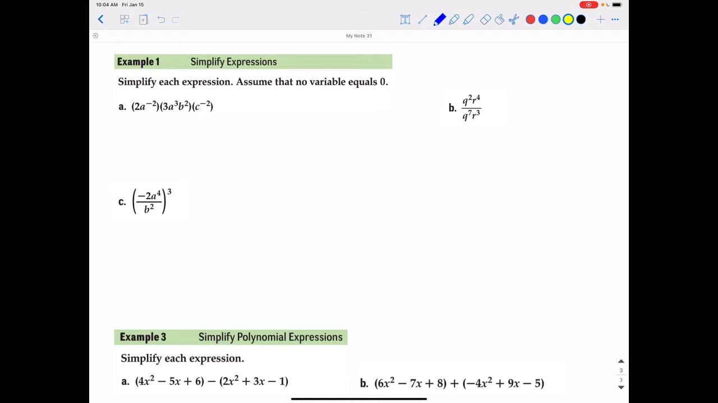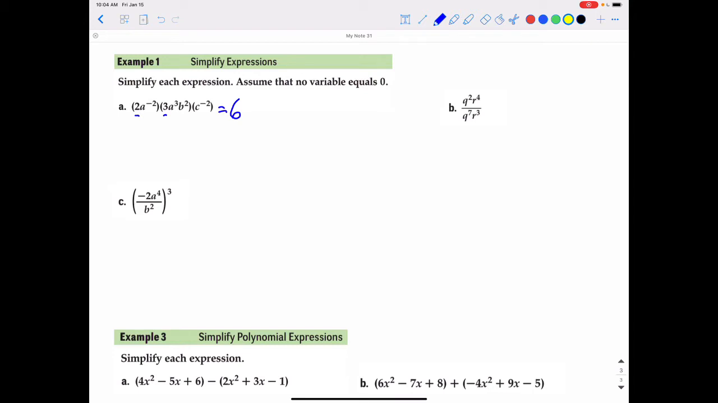So we have 2a to the negative 2 power times 3a to the third b to the second times c to the negative 2 power. We're just going to multiply the numbers together. So we have two whole numbers, we have a 2 and a 3. So 2 times 3 is 6. Notice I did not add those together because they are not exponents.